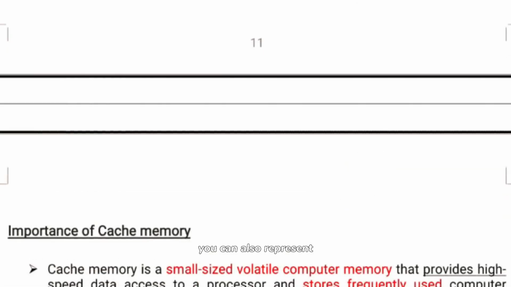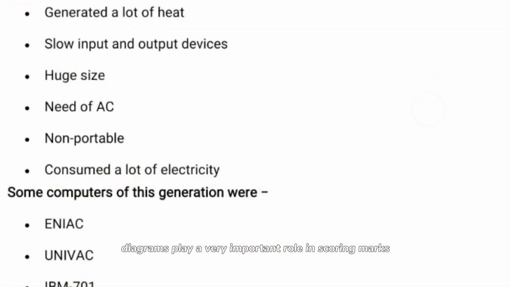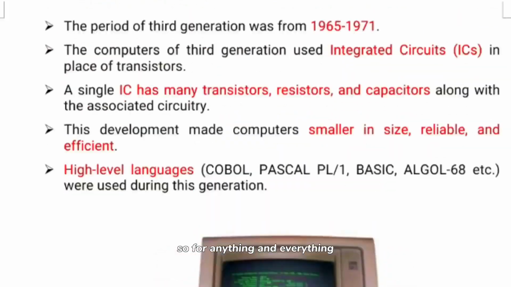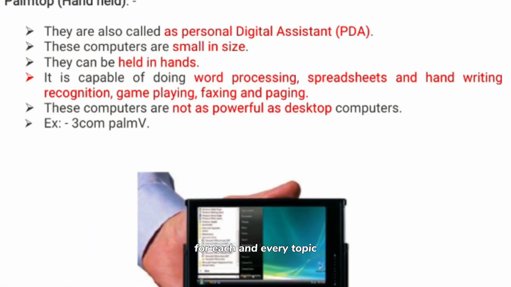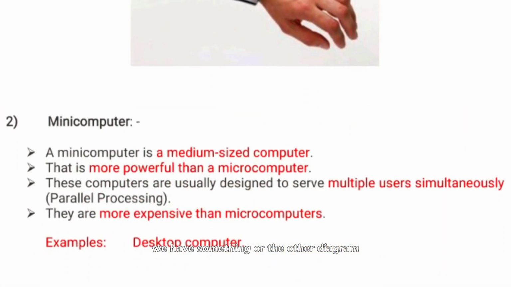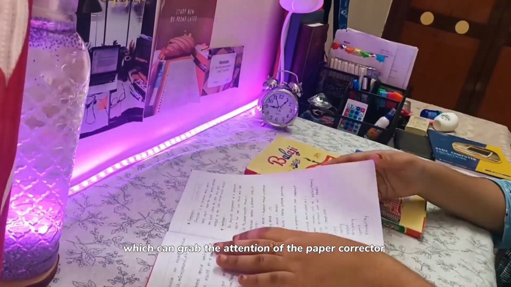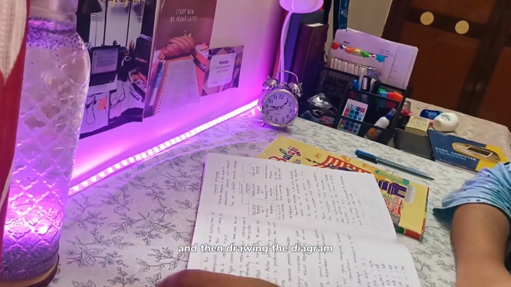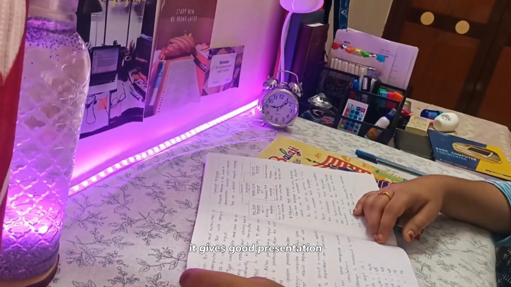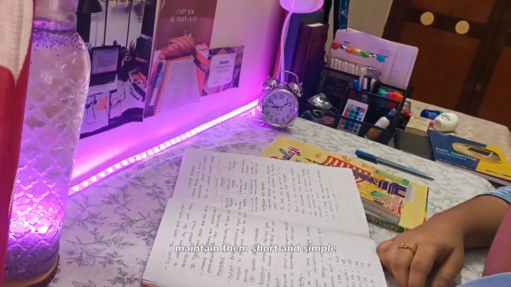You can also represent your theory with the help of diagrams. Diagrams play a very important role in scoring marks, so for anything and everything I just draw diagrams. As you can see in the PDF, we have diagrams for different topics. For each and every topic we have one diagram or another. Diagrams can grab the attention of the paper corrector and will give a good impression of your answer. When you're writing some theory and then drawing the diagram, it gives good presentation. And don't waste too much time in drawing the diagrams. Keep them short and simple.